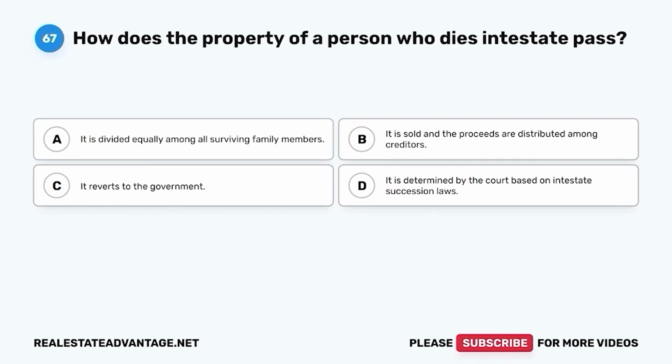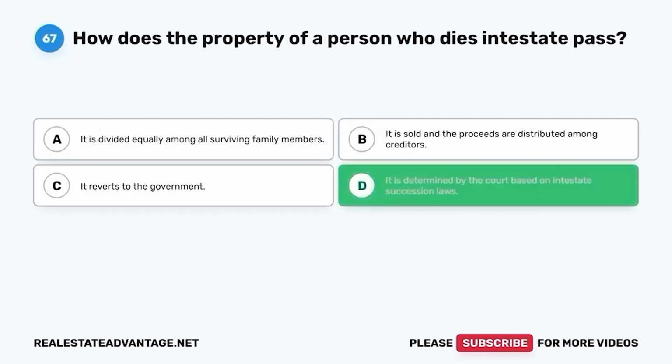A. It is divided equally among all surviving family members. B. It is sold, and the proceeds are distributed among creditors. C. It reverts to the government. D. It is determined by the court based on intestate succession laws. The correct answer is D. It is determined by the court based on intestate succession laws.